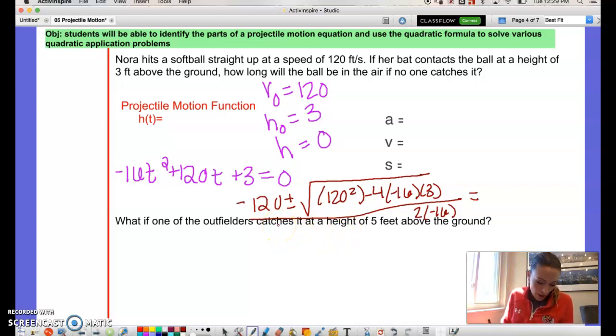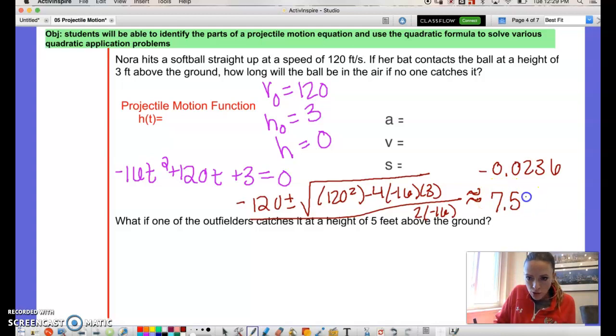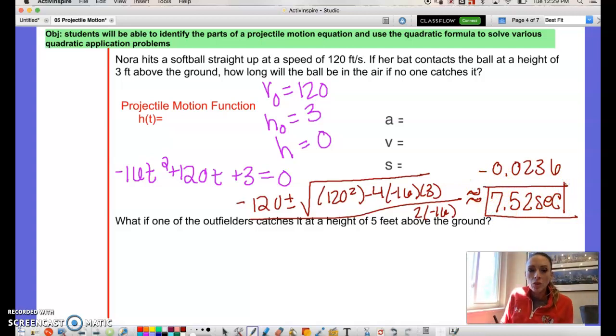And then I got 2 answers here. One was negative 0.0236 approximately, right? Approximately, not exactly. And then the other answer is 7.52. So of course 7.52 is going to be the real life answer for how long it took the ball to hit the ground.